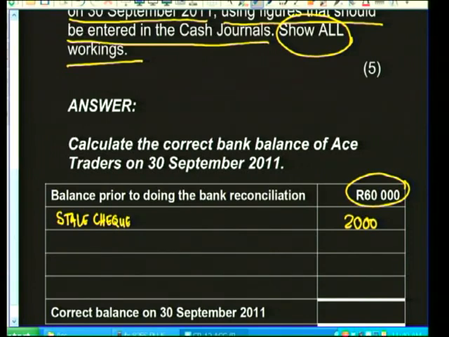And the question that you have to ask yourself is, by you entering it in your cash receipts journal, surely now you are adding to your bank balance. Why? Because you are entering it in your cash receipts journal. So the 2,000 will be added to your amount.